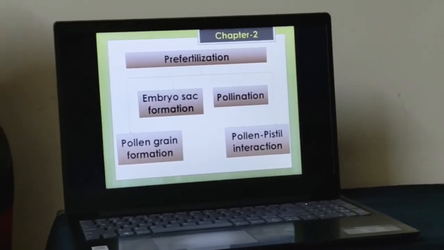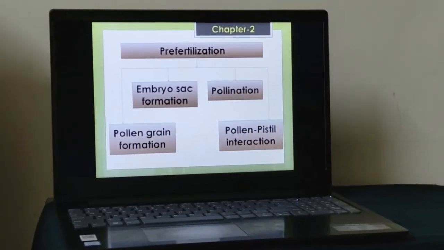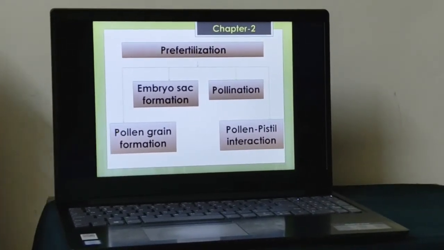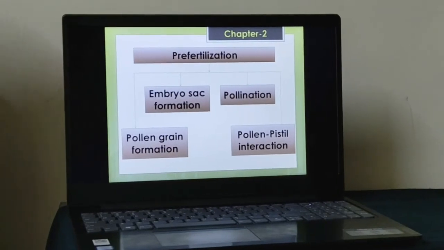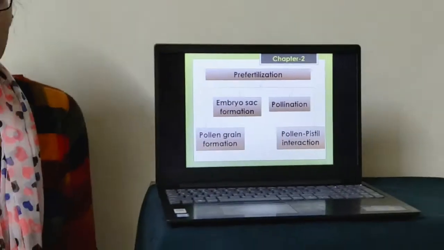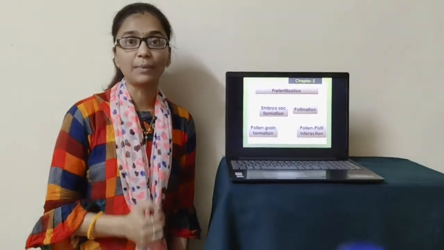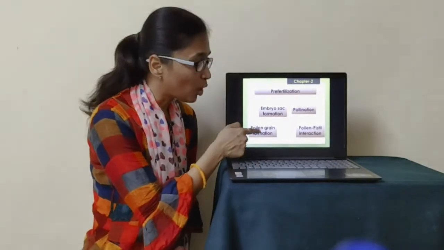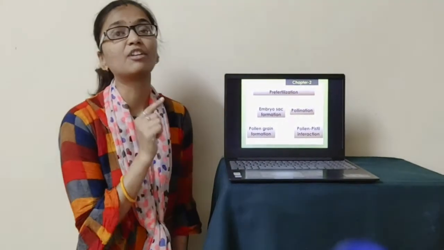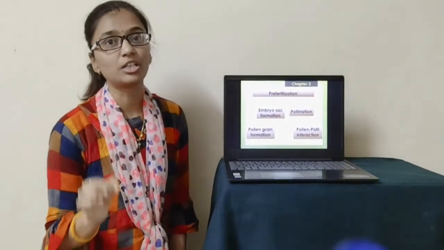Now, in the pre-fertilization event, first, I told you what? The formation of the gametes should be there. If the gametes are there and the gametes are transferred, then only the fusion will take place. The formation of gametes is known as what? Gametogenesis. Now, there will be 2 gametes in the angiosperms. One is the male gamete, which is known as what? Pollen grain formation. And the second one is what? Embryo sac formation, that is the female gamete. So, these 2 will come under gametogenesis.